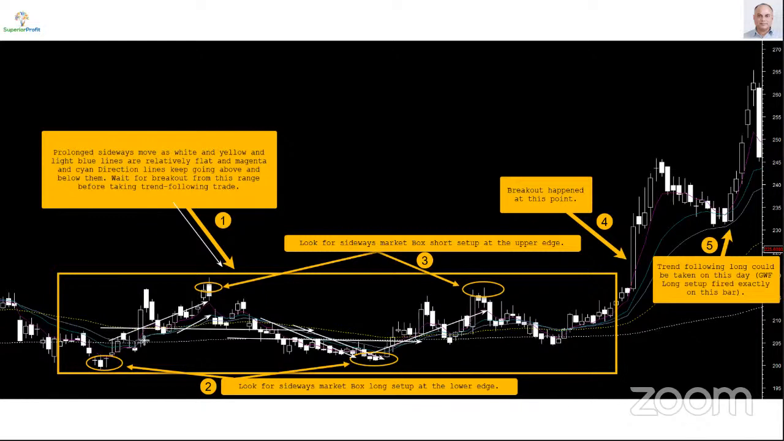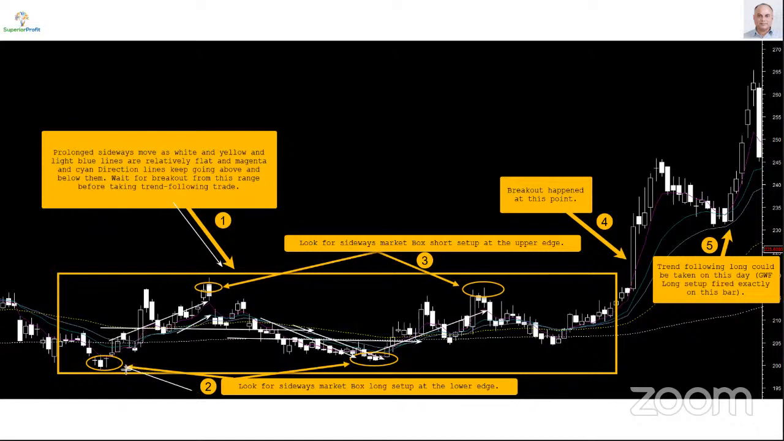It is usually prolonged. Now, box setup can also be prolonged, however, not necessarily, but when this pattern happens, that white, yellow lines are flat and magenta cyan lines are flip-flopping above and below that, that is always a prolonged sideways move. Usually, you may not take a directional trade when it is in a prolonged sideways move.